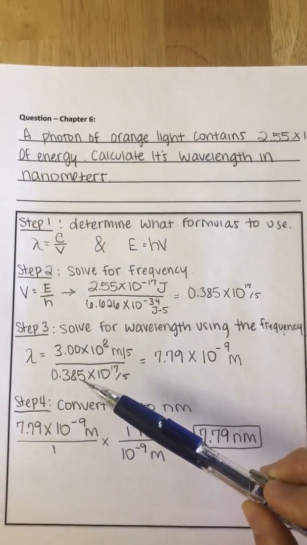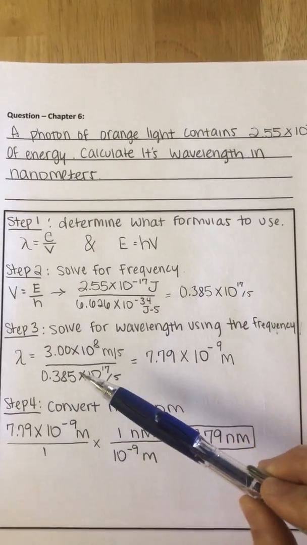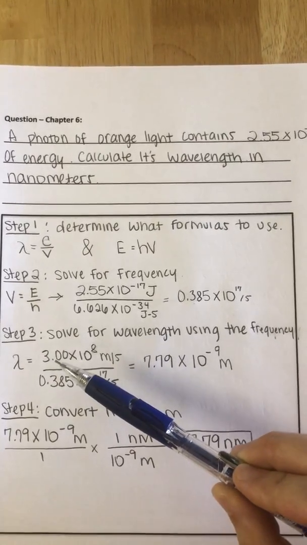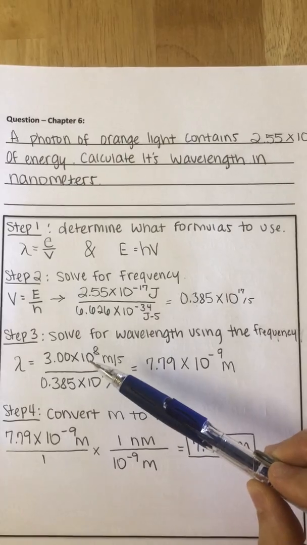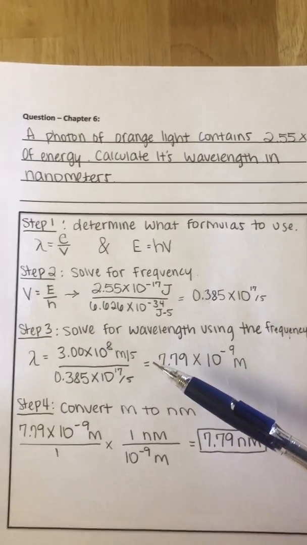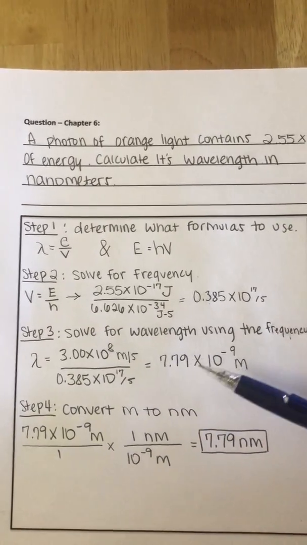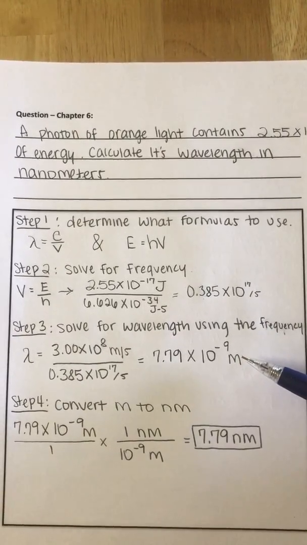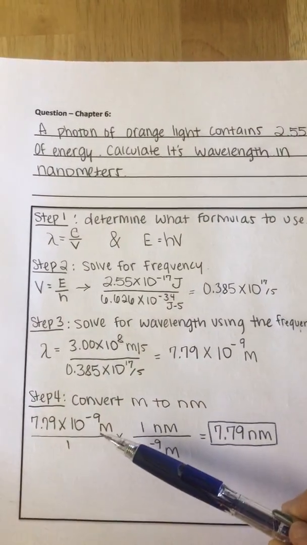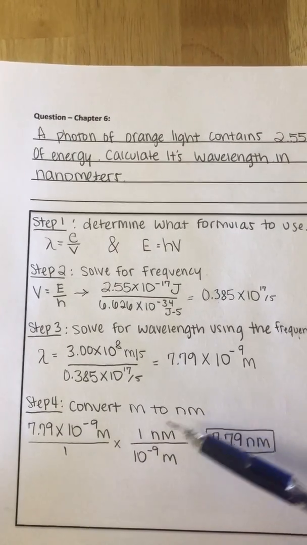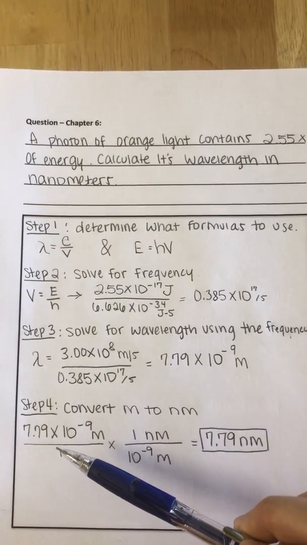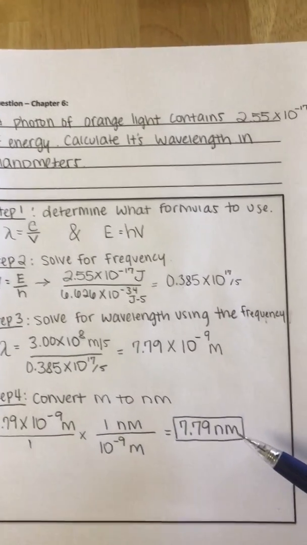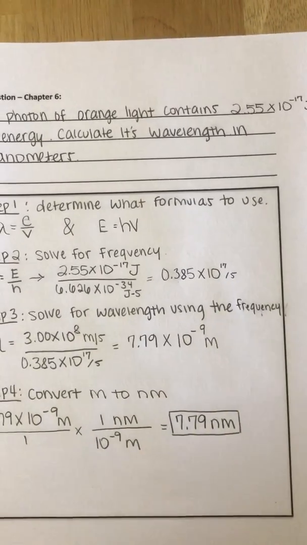We plug the frequency into the equation, and we divide it by the speed of light, which is 3.00 times 10 to the 8th meters per second. After solving, you're left with 7.79 times 10 to the negative 9 meters. And lastly, we need to convert meters to nanometers. 7.79 times 10 to the negative 9th meters is equal to 7.79 nanometers.